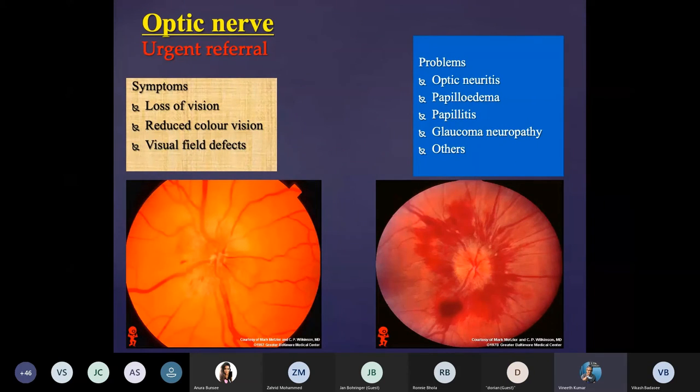Optic nerve problems, and we see quite a few of them in our clinics out here, and it's just not in the UK that I've seen them. A good segment of the population that come in have loss of vision, and they're not aware of reduced color vision, which we have to extract from them. And they also come in with visual field defect, but loss of vision is the commonest theme that we tend to see.